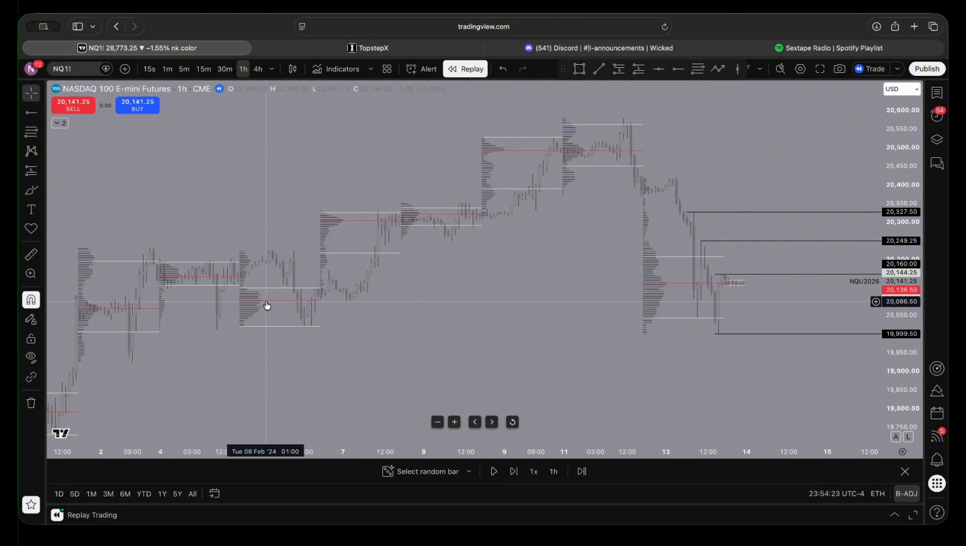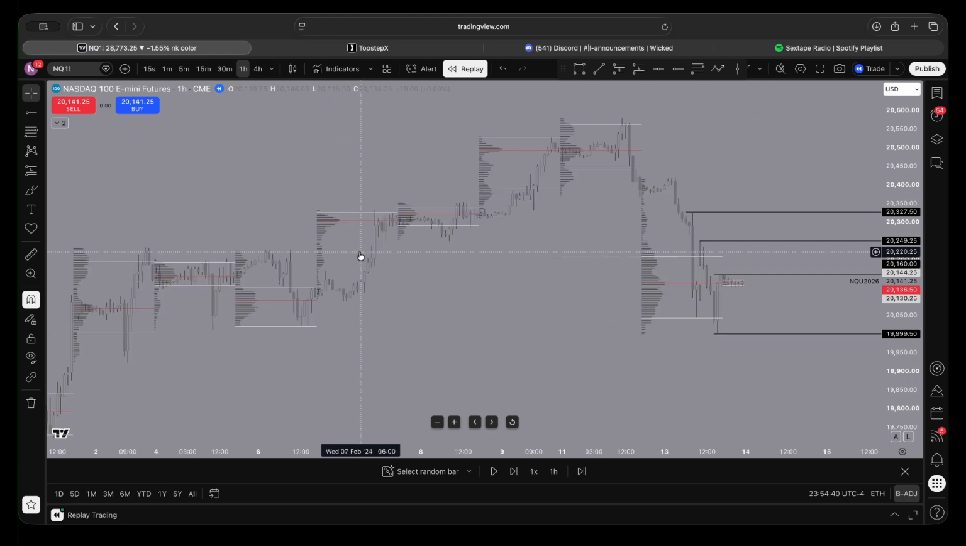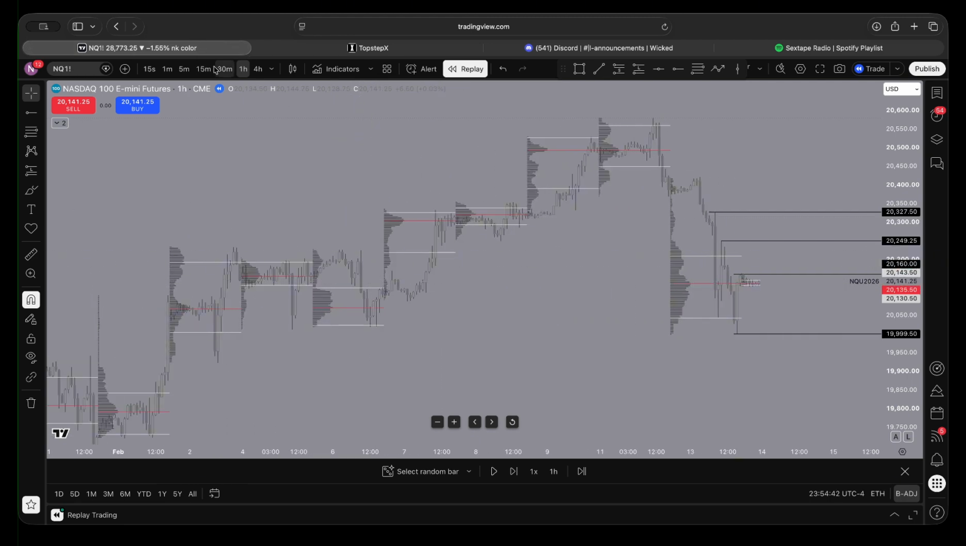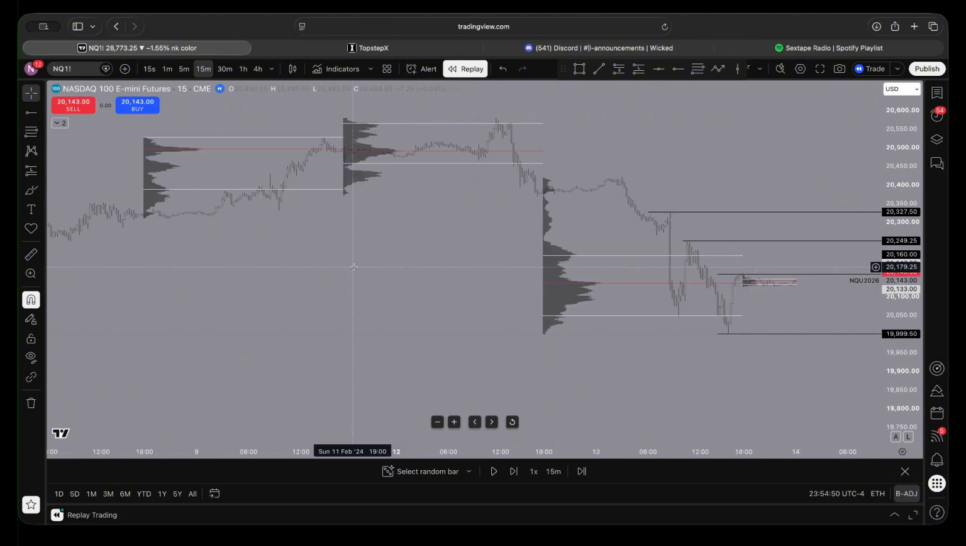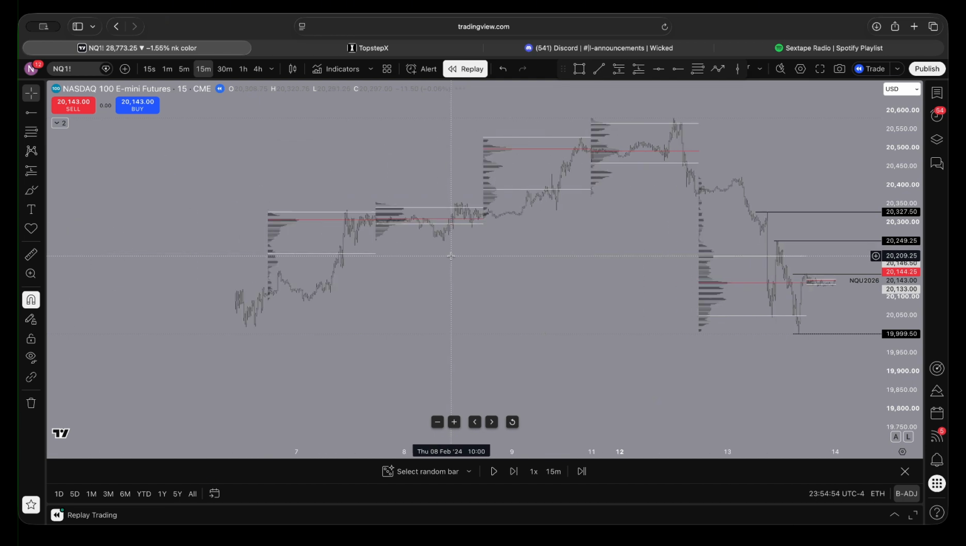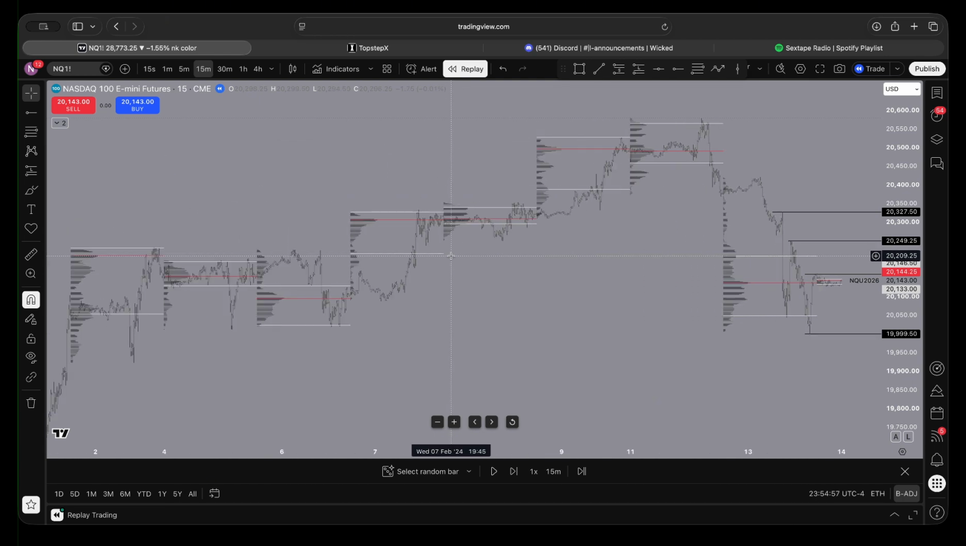So right now I'm looking for areas where, so these little lines, the red line is the point of control, which is the POC basically. Those white lines are volume area highs and volume area lows, also known as VAH and VAL for short. Like you see right here on the left side, there were two volume area highs aligned with each other. That could be good areas for price to react.